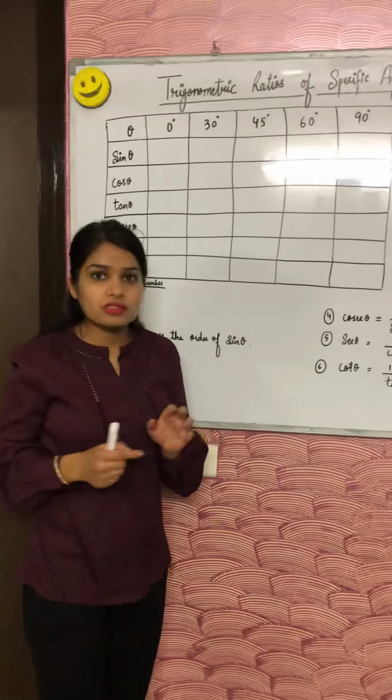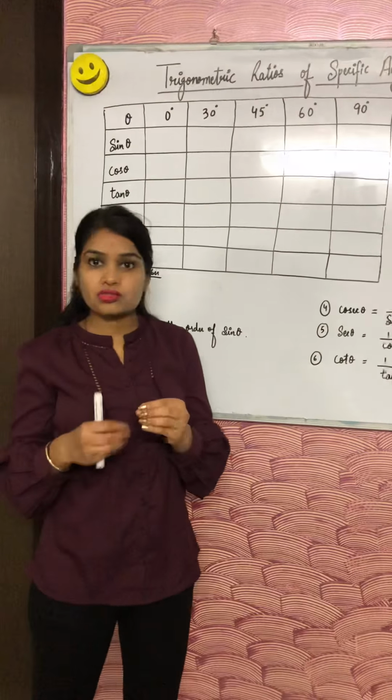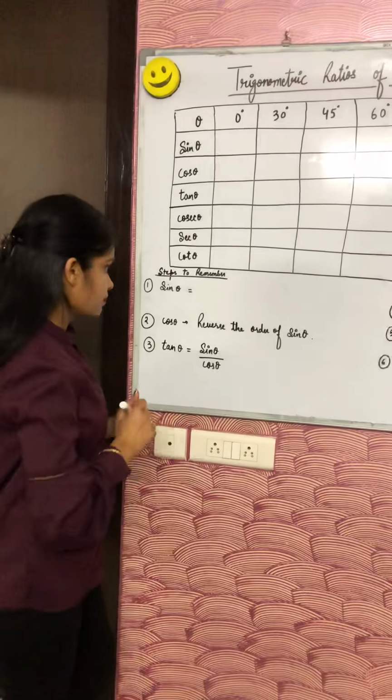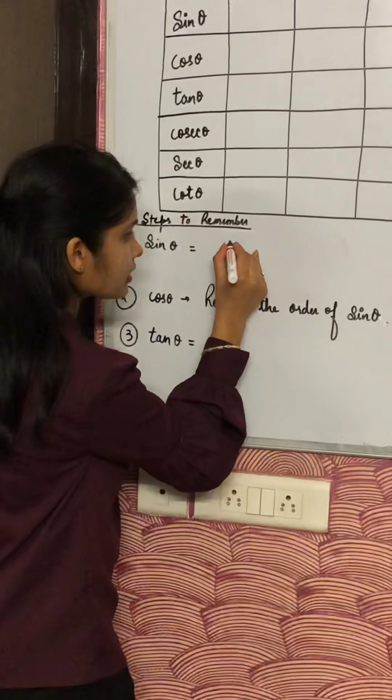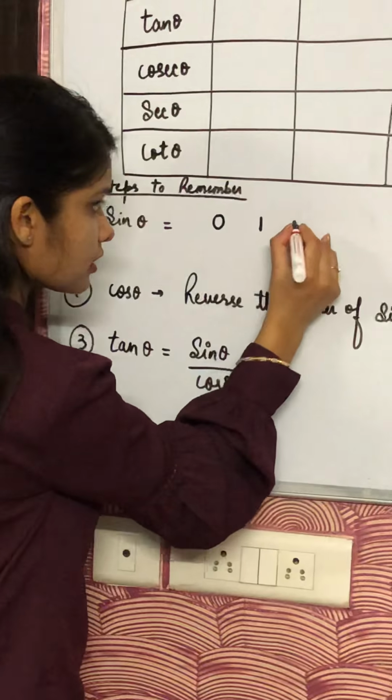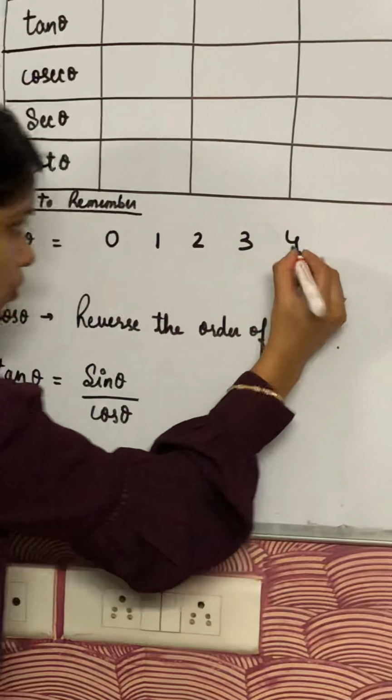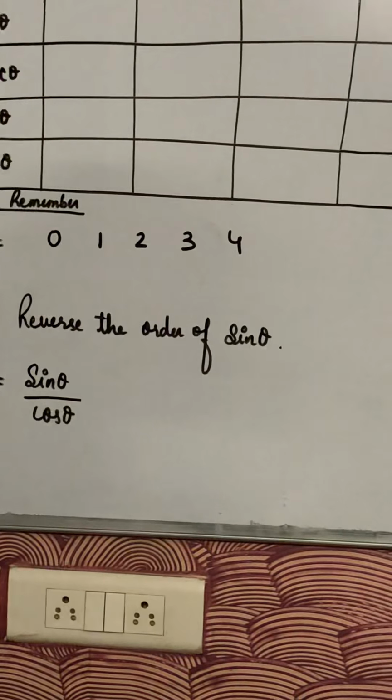Okay? Students, I have a very easy trick so that you can remember the values of all the trigonometric ratios. And one thing, students, you have to learn only the values of sine theta. Only sine theta. Okay? This will be learned very easily. For sine theta, do one thing. Write the numbers like 0, 1, 2, 3, 4. You have to stop at 4.